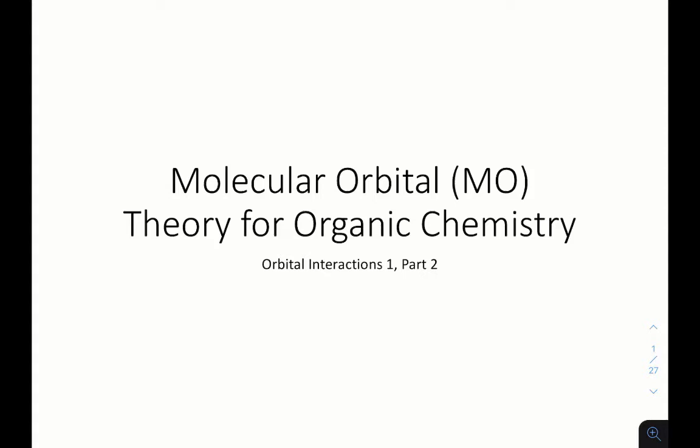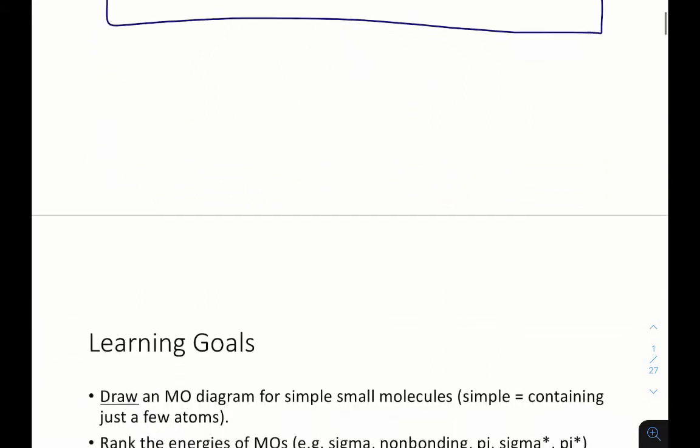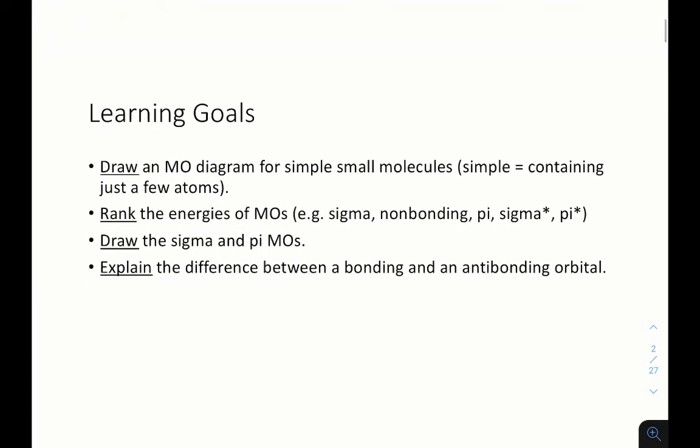In this video, we will discuss how molecular orbital theory is used in organic chemistry. Our goals for today are to be able to draw an MO diagram for simple small molecules, where simple means containing just a few atoms, to rank the energies of molecular orbitals, such as sigma, non-bonding, pi, sigma star, and pi star orbitals, to draw cartoon molecular orbitals for sigma and pi symmetries, and finally, to explain the difference between a bonding and an anti-bonding orbital.